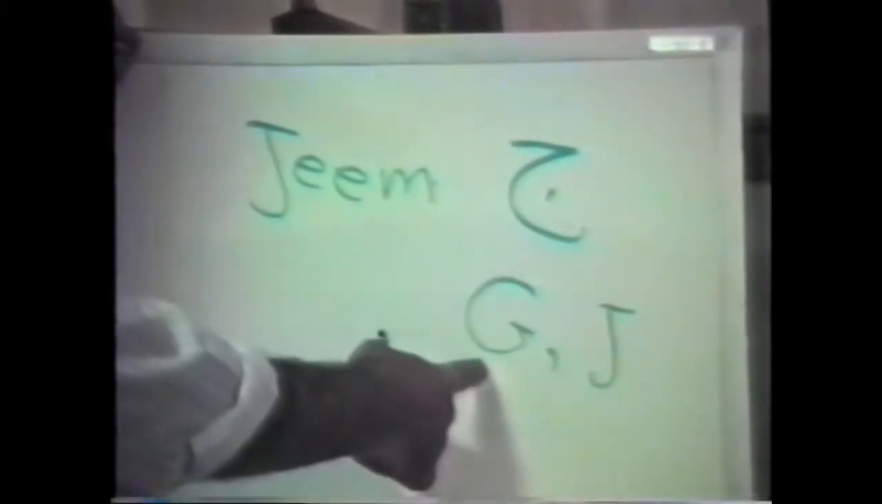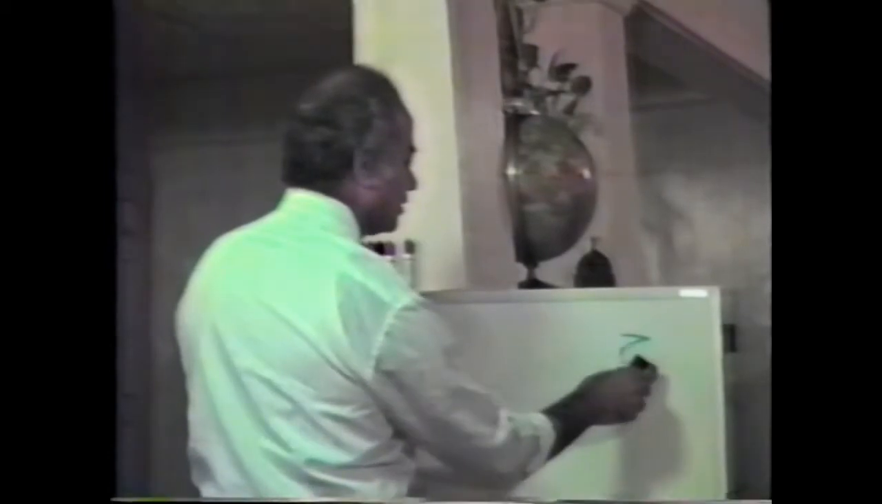The next letter is Jim. Jim. And it looks like this. Has a dot right here. The name of the letter is Jim. It is equivalent to G or J. G as in go or J as in John. It can be used either way. The next letter looks exactly the same, except it doesn't have a dot.